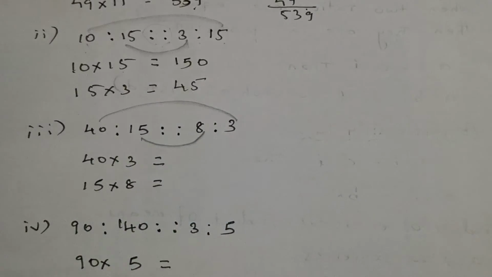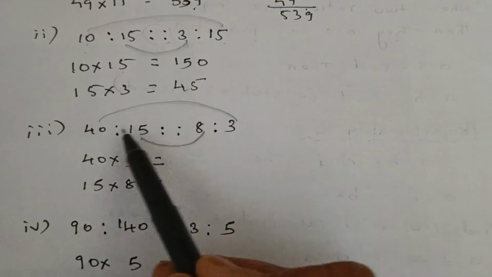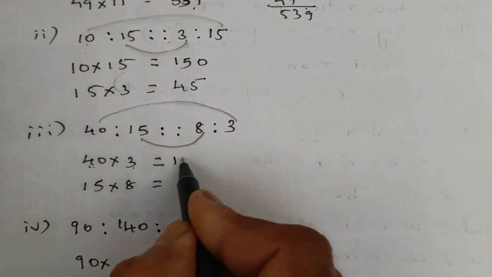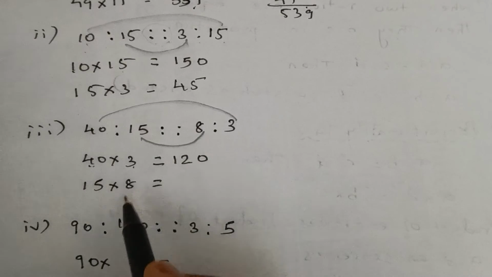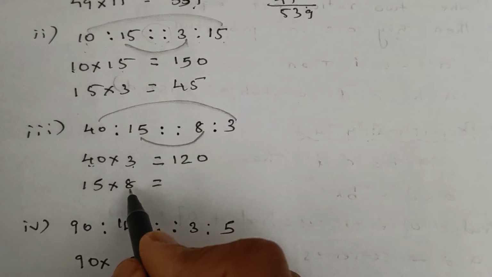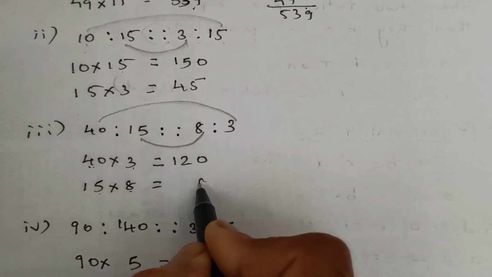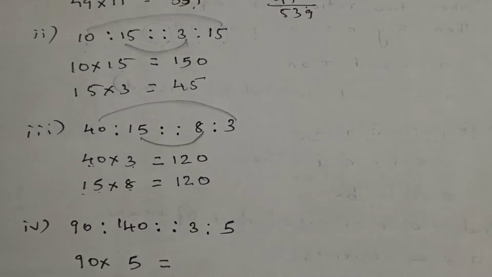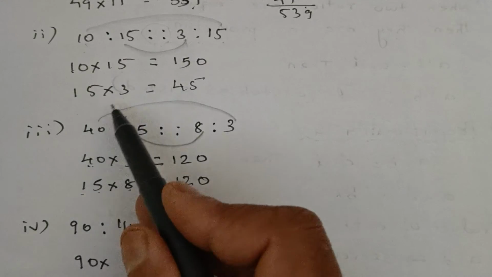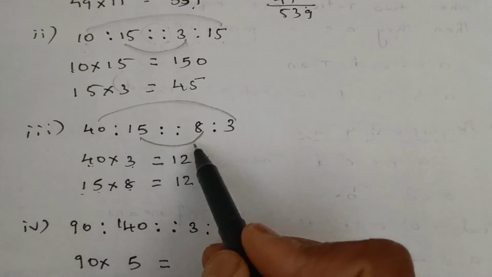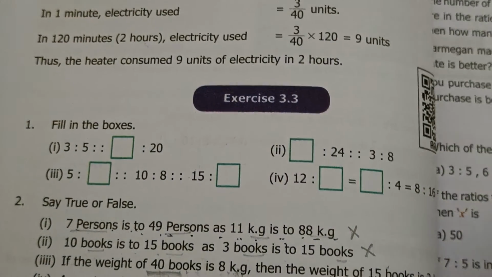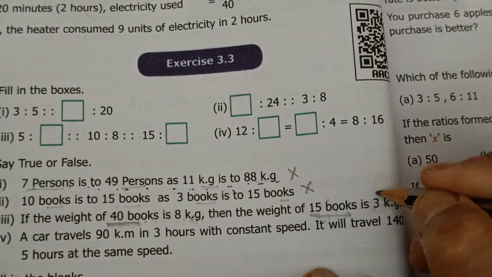We have to multiply the product of the extremes, the two corner terms. 40 into 3: 4 3s are 12 and put 0. 15 8s are, if you know 15 tables, or multiply: 8 5s are 40, carry 4, 8 1s are 8, 8 plus 4 is 12. So it is 120, 120. Product of the means is equal to product of the extremes. Therefore, the third statement is true. This one is true for us.